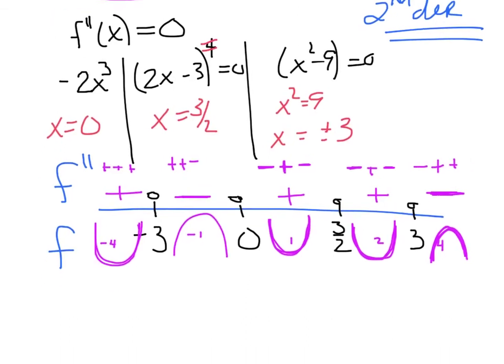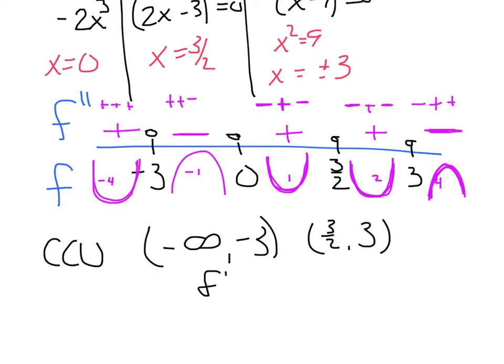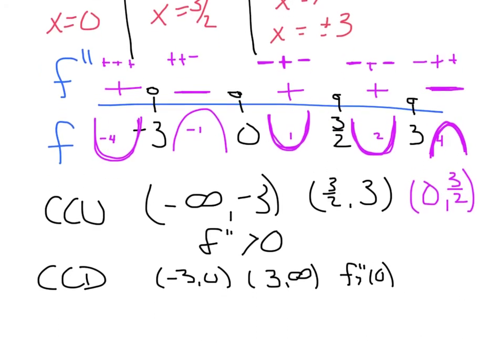So let's just quickly write out those intervals where I'm concave up and justify. So -infinity to -3 and 3/2 to 3. My justification is f double prime is greater than 0. Concave down from -3 to 0, and 3 to infinity. F double prime is less than 0. And I believe I missed one of my concave up ones. I did -infinity to -3, 3/2 to 3, and I think I need to slap in there a 0 to 3/2 as well. Sorry about that.